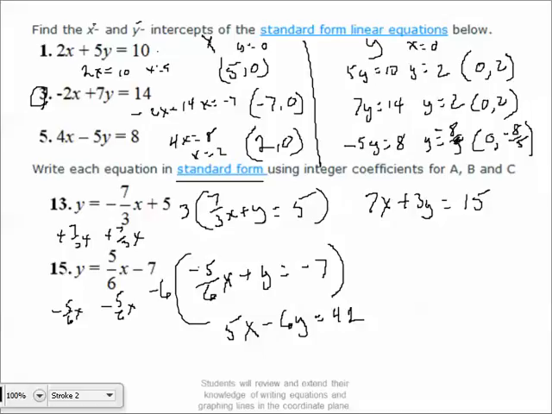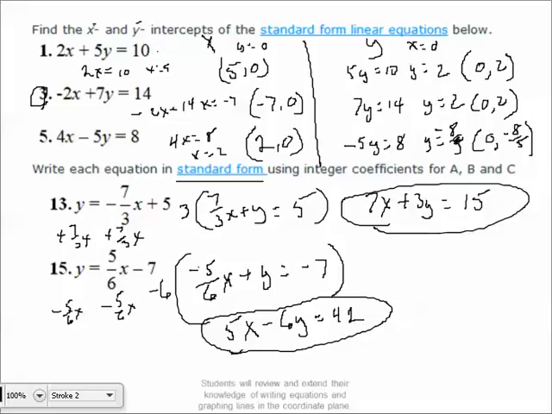That's it. That's how you convert them to standard form. There's your standard form there. There's your standard form there. We found each one of the intercepts there.